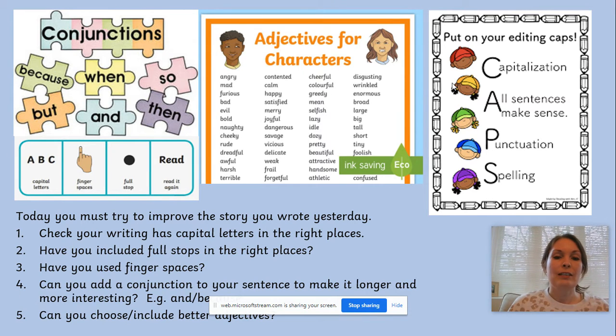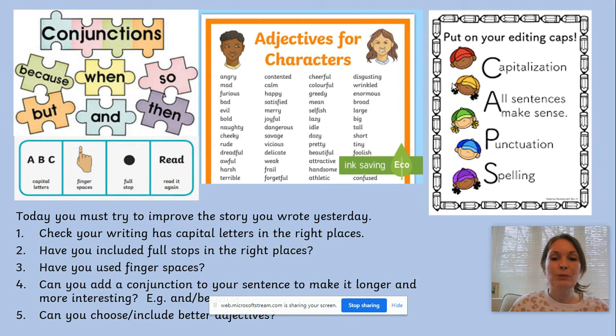So take a minute now to look at number one on our checklist. Check your writing has capital letters in the right places. Now, I know you know where capital letters should be, boys and girls. Take a minute to think. They should be at two places. Think. That's right. They should be at the beginning of a sentence, or if you wrote a name in your story, they should be at the start of a person's name.